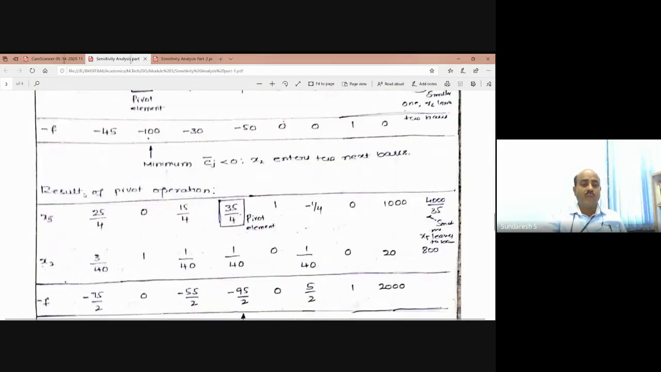So now what you are having, just look here. In the basic variable column, X5 we retained as in the previous tabular column, and X2 is the variable which is entering the basis and replacing the basic variable X6 here. So now X5 and X2 are the basic variables. For this, we have to fill the tabular column. So look here, the values, how different they are here.